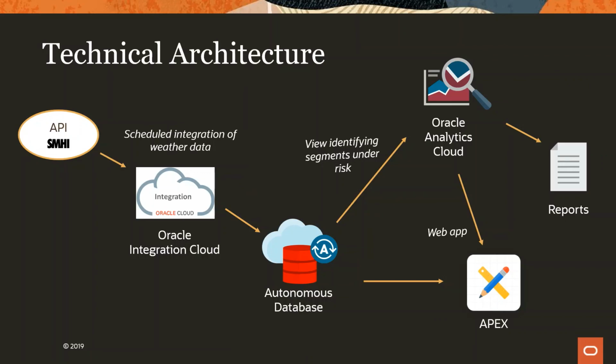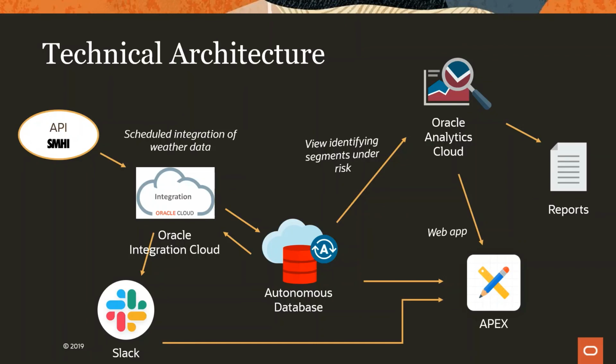And we have now today also set up a scheduled integration which occurs simultaneously, which checks if there are any power lines at risk, and if there are, it will automatically send out a message with a link to the Apex application where your organization can take further actions.